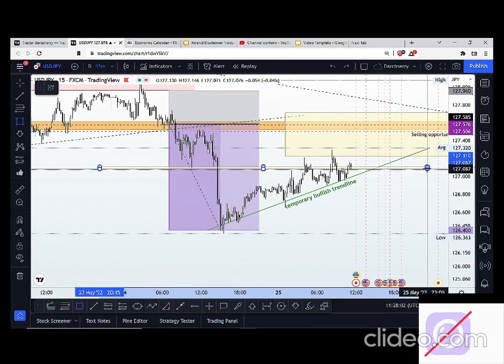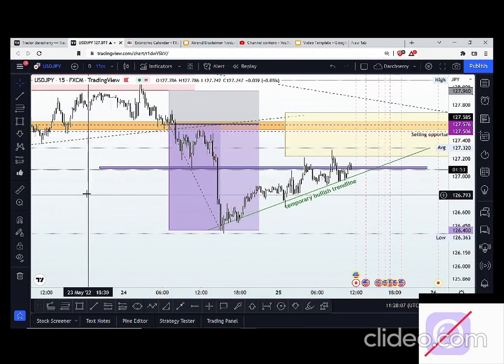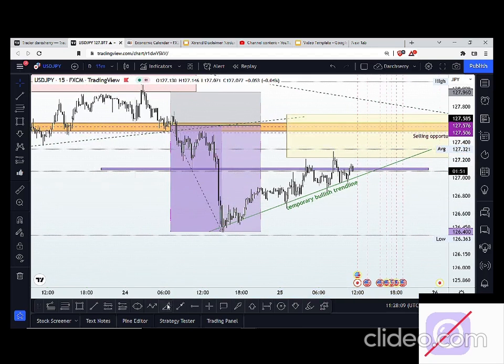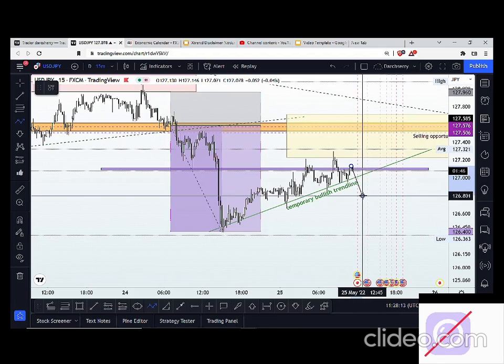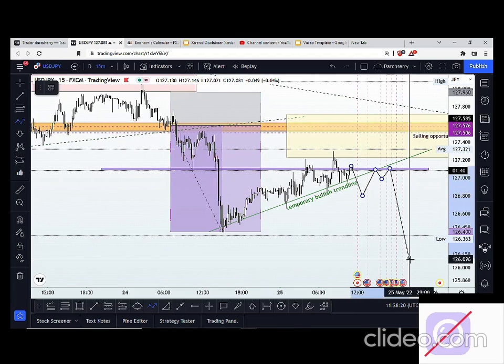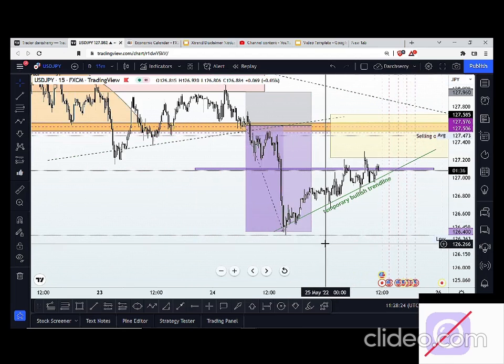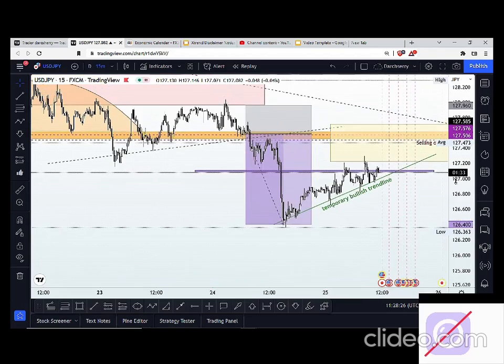So if you allow me, let's label this, let's give this purple, so we have something like this. So what I'm trying to say here is this: we want to see a breakdown of this trend line, we want to see a retest into trend line or the key level, after which we look for structures that support a trend continuation to the downside. So this is my expectation on the USD Jpy going into the New York session.